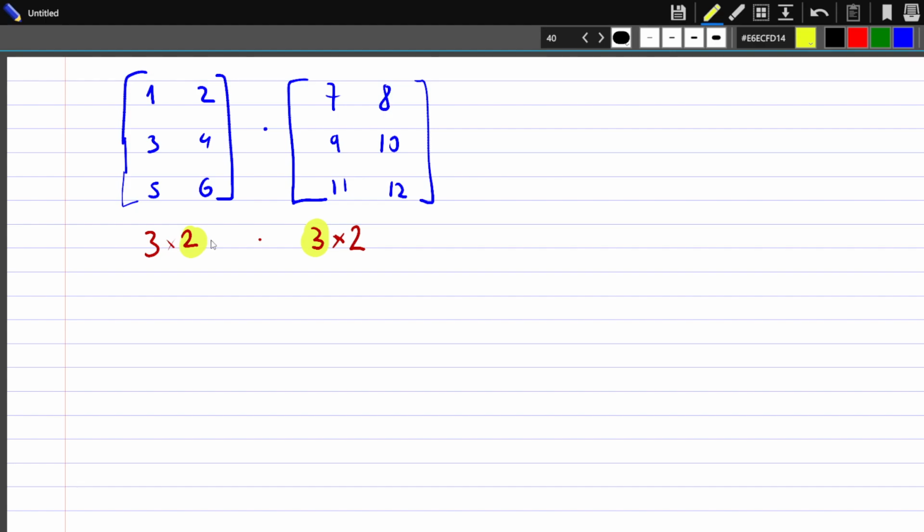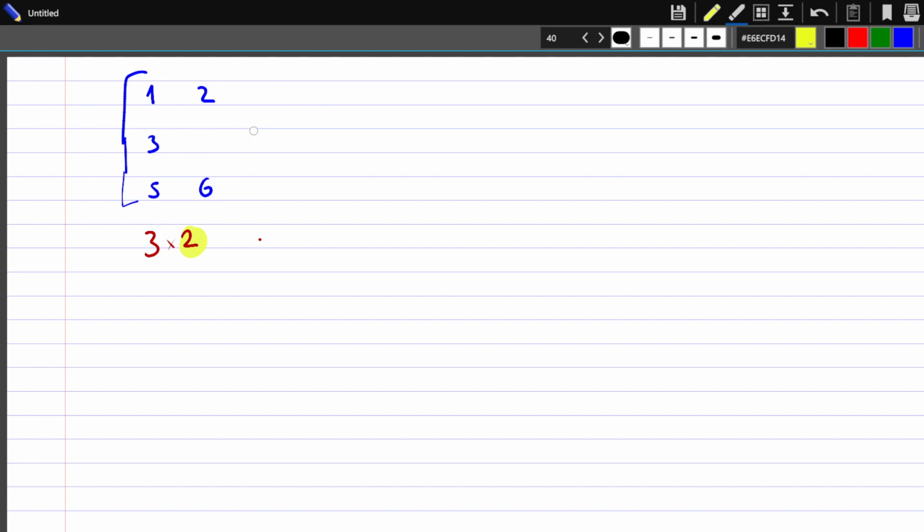If they are the same, matrix multiplication is legal. If they are not the same like here, then matrix multiplication is illegal. So this multiplication cannot be done. Let's get over with it. And let's put some matrices that are legal for matrix multiplication.